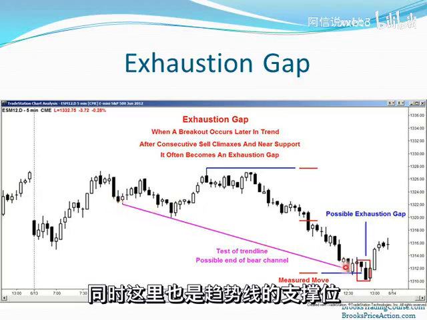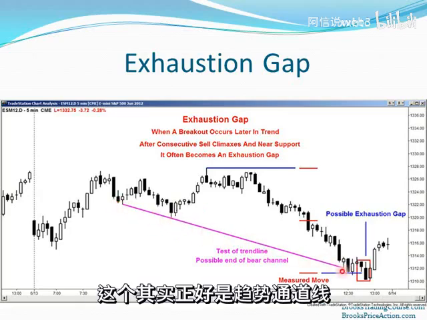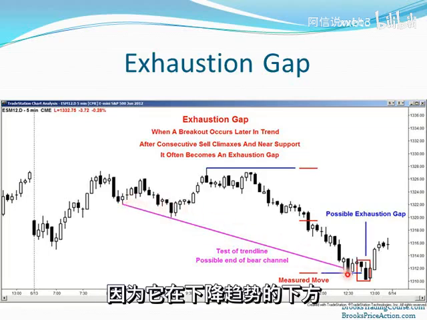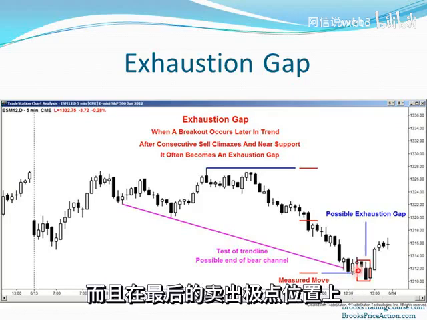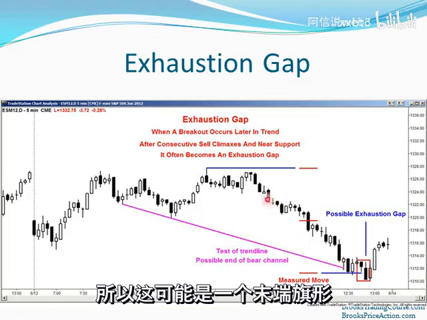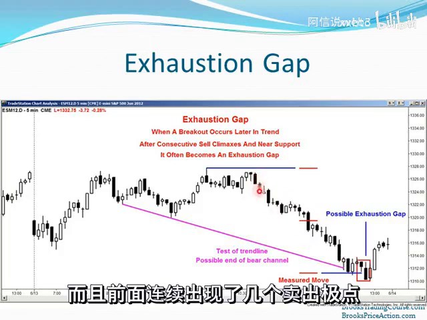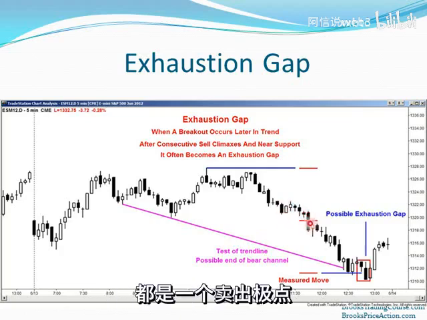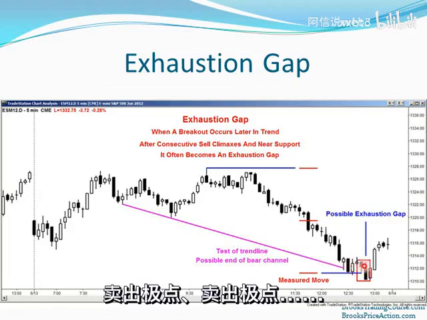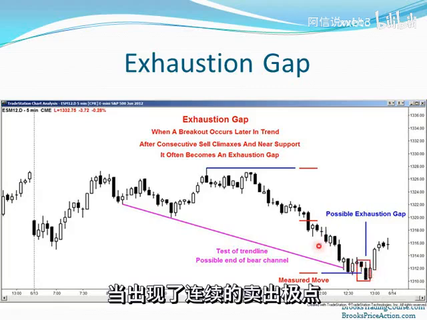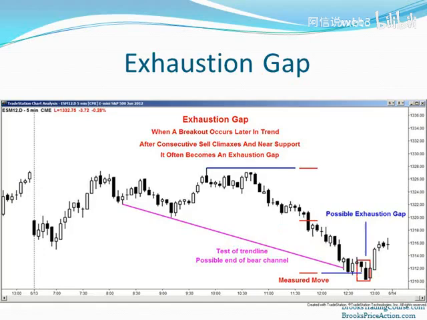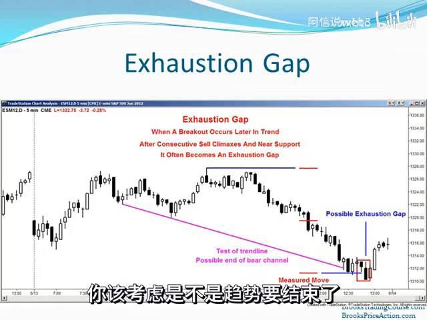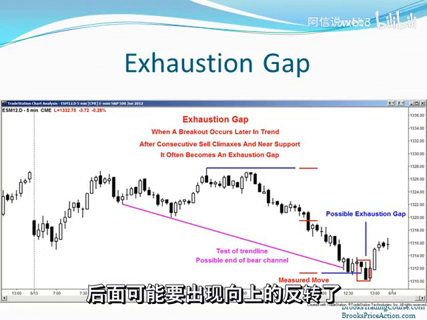We're also at the support of a trend line. So we're at a trend line, in this case a trend channel line, because it's below a bear trend, and we're at a measured move target, and we have a possible final flag after an exhaustive sell climax with consecutive sell climaxes. Sell climax, sell climax, sell climax. Remember, every trend bar is a climax. Sell climax, again, again. Once you have a series of consecutive sell climaxes, you have to start looking for a possible end of the trend and a reversal up.